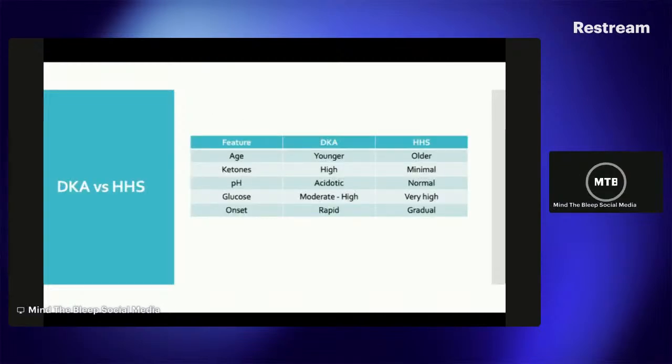I just have a comparison table that I thought would be quite nice to summarize the differences between DKA and HHS. The main differences, as I've said earlier, are the fact that you have minimal ketones in HHS, the pH range is normal in HHS, and it's a very gradual onset in terms of progression in symptoms in HHS versus DKA. I'll give about a minute or so just so everyone can read the slide.